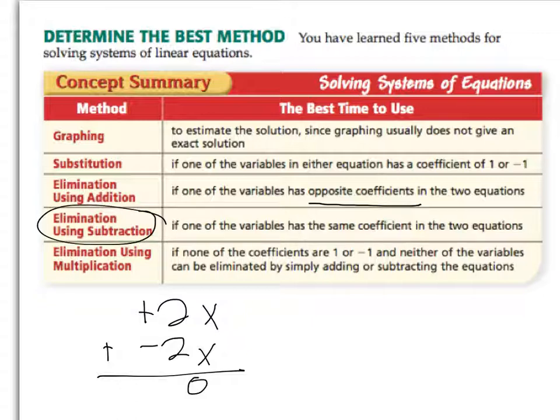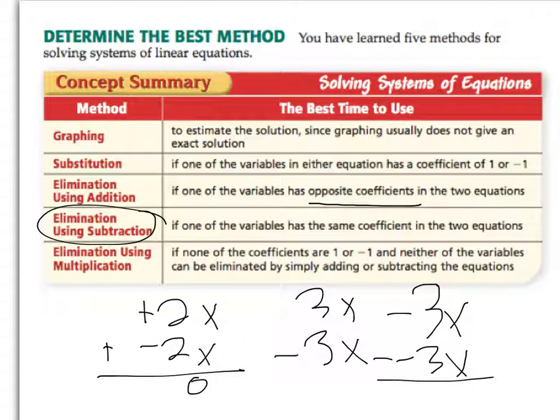For subtraction, we want to use it if it's the same coefficient. So we have 3x minus 3x, we have to use subtraction, or negative 3x and negative 3x, we would also use subtraction to make this plus plus. And then lastly, elimination using multiplication, what we just learned, we use when the coefficients are not 1 and negative 1, and they cannot be eliminated by doing addition or subtraction. So this is just the different ways we know how to use it. You guys will get better with it.